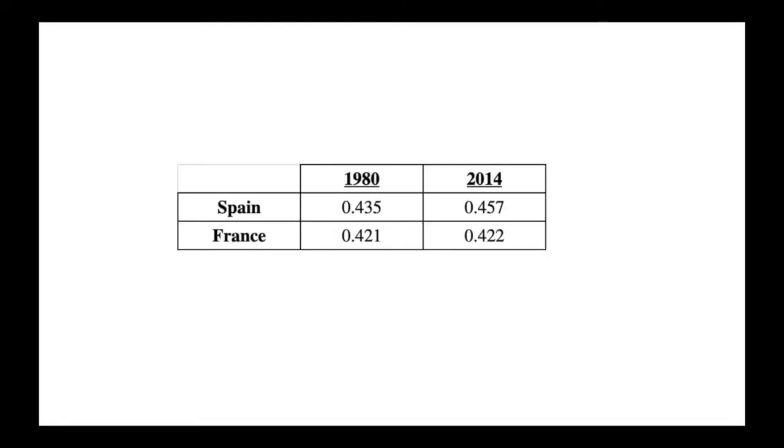Regarding the two countries that we have just studied, we can observe that in Spain we have similar Gini coefficients in 1980 and in 2014. They are both above 0.4, and this means that inequality has not suffered a lot of transformations during those 30 years. In France, it's the same case. So we have similar Gini coefficients, and it's important to mention that both countries have Gini coefficients which are above 0.4, which means that they have a big income gap.